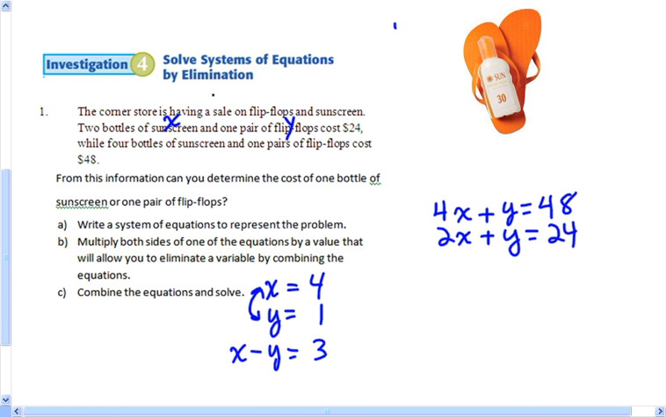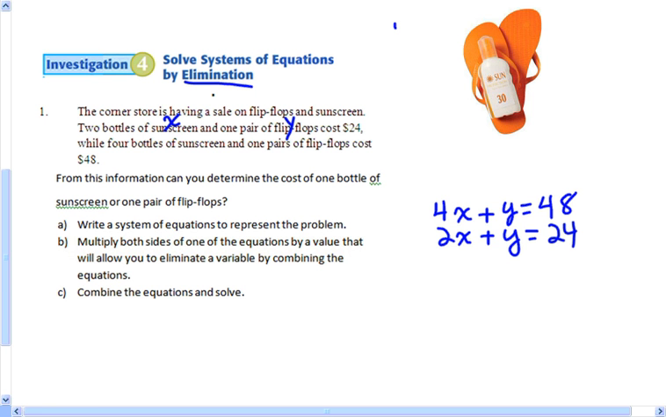I could also add those together. x plus y is equal to 4 plus 1, which is 5. So I can just combine the 2 equations into one equation. And what I would want to do is combine 2 equations into one equation so I would eliminate a variable, hence the name elimination. So what I have here, I have y in both of these equations.